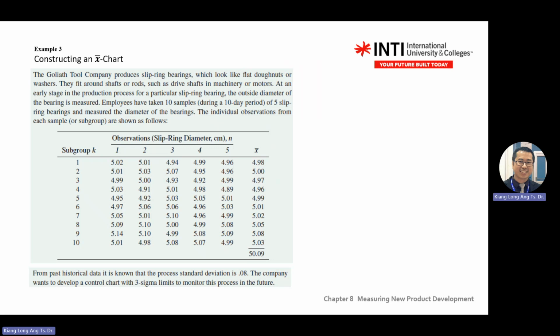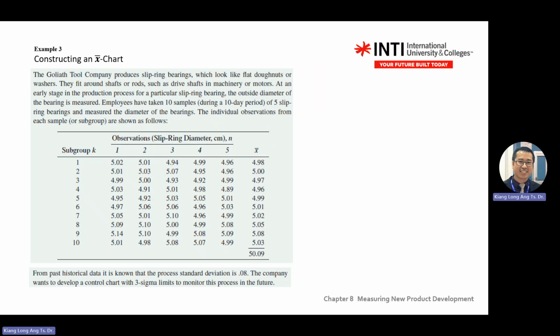Okay, it gives you want to develop a control chart. Control chart, not C chart. C chart is not control chart. Don't confuse C chart and the control chart. Different. P chart, C chart, and then mean chart. Control chart can be any of P, C, and mean. These 3 also mean control chart.